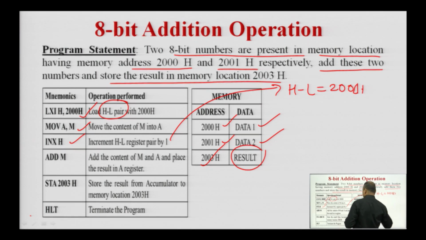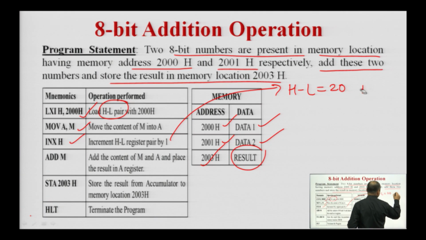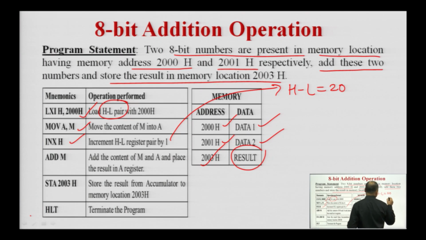So, it will increment the memory address with the help of this instruction. Here the new address, or the content of the HL register pair, becomes 2001 H. This is the use of the INX H instruction. Then we use the instruction ADD M. This instruction will add the content of the memory location. Here the content of the memory location is data 2, and it is added with the content of the accumulator, which is data 1, and after the addition the result is stored in the accumulator.